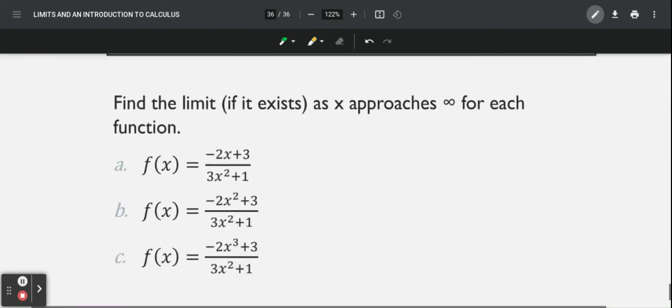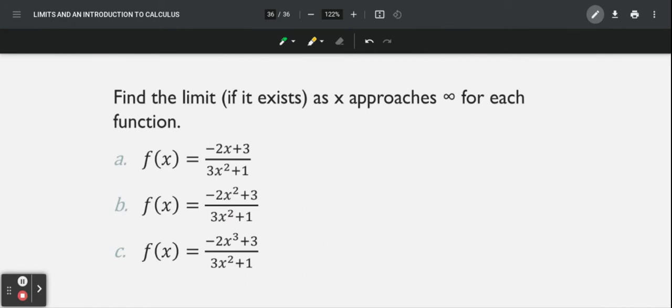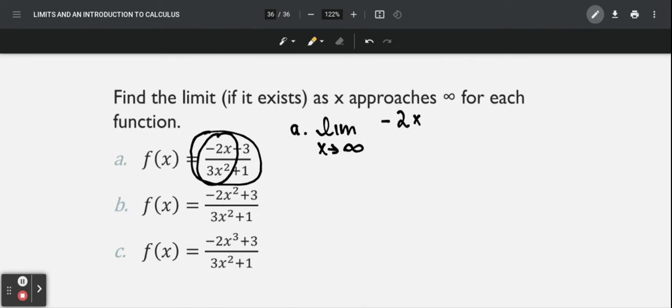So if we wanted to find these limits at infinity, okay, so in part A, we would say the limit as x approaches infinity. If this is our function here to start for A, first your thought is, is it in standard form? Yeah. So the limit as x approaches infinity is going to be the same as if we were just comparing the first term. So it will be the same as negative 2x over 3x squared.